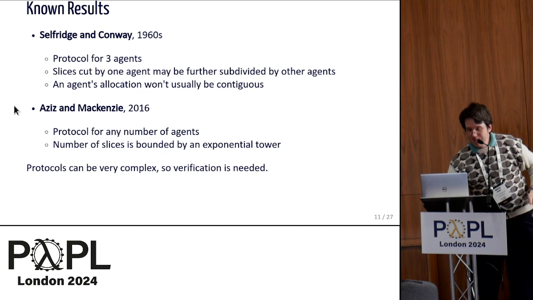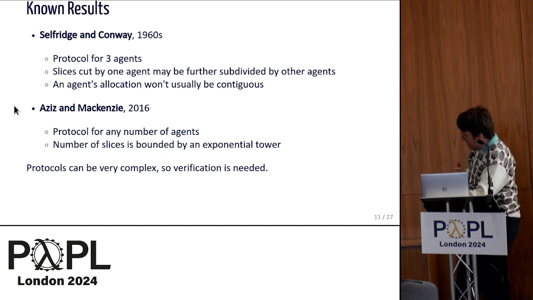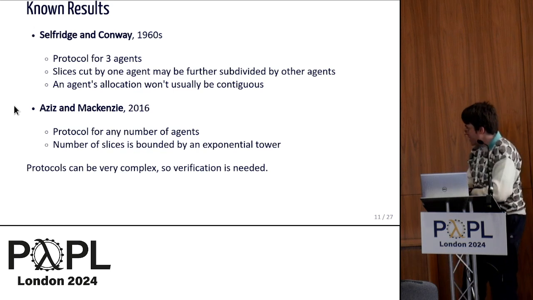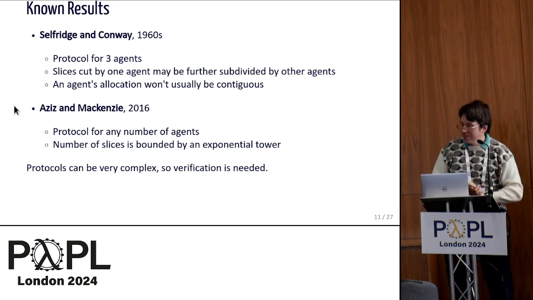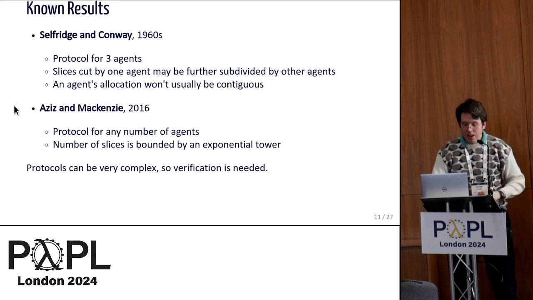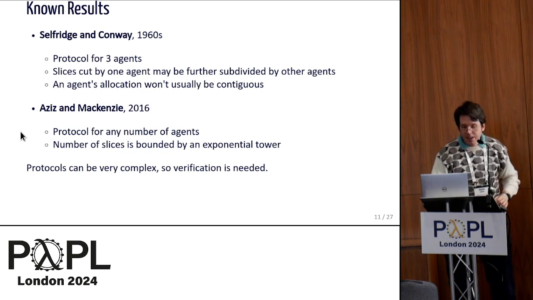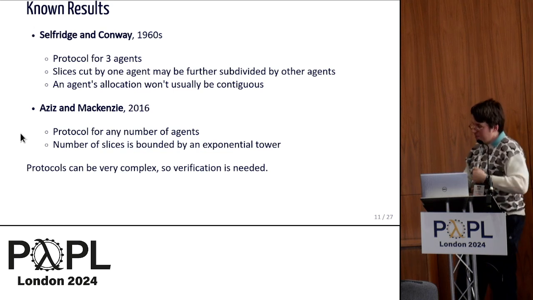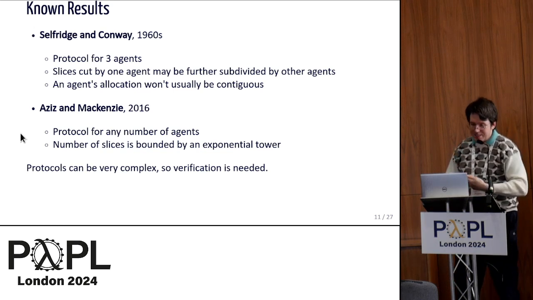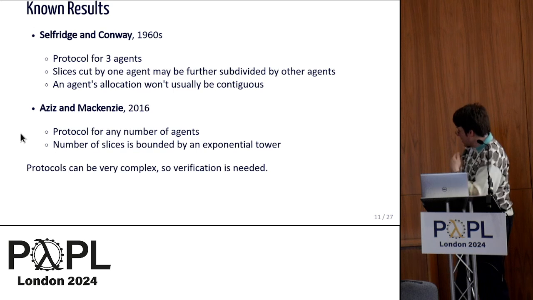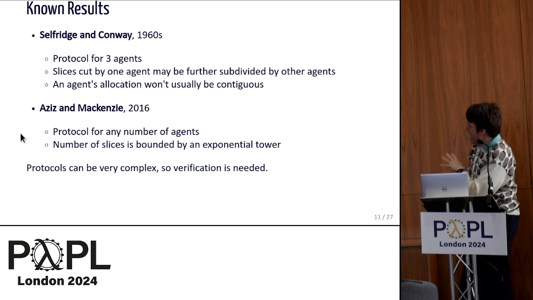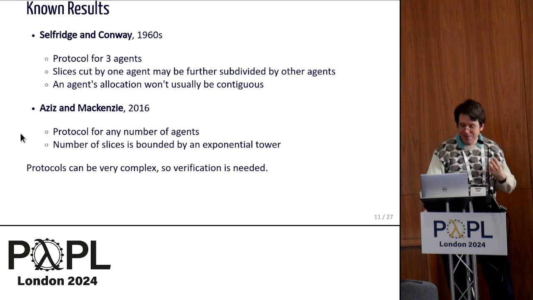So this idea was developed for many years, and people wondered if there was a protocol that worked for any number of agents. And Aziz and Mackenzie came up with one in 2016, which has the property that the number of slices is bounded by a finite number for a particular number of agents, but the bound is an exponential tower in the number of agents. So we can see that these protocols can be very complex, and so verification might be needed.